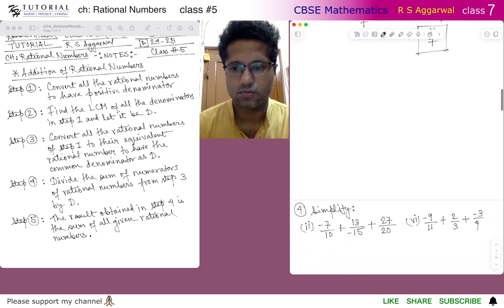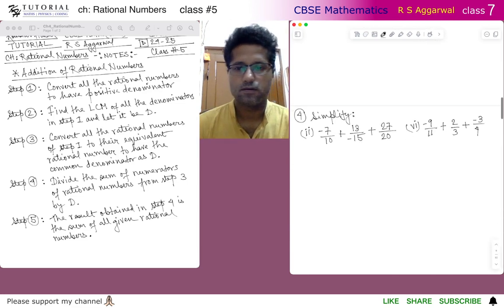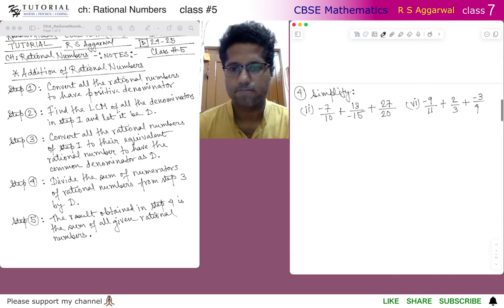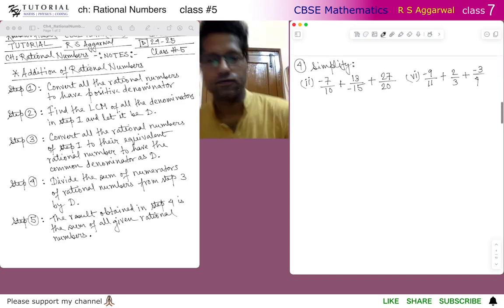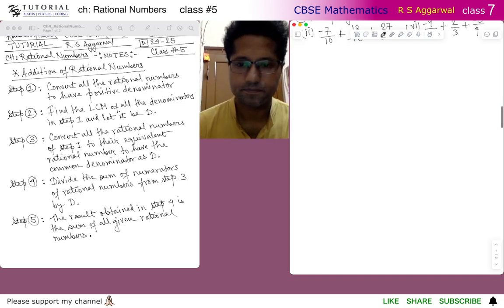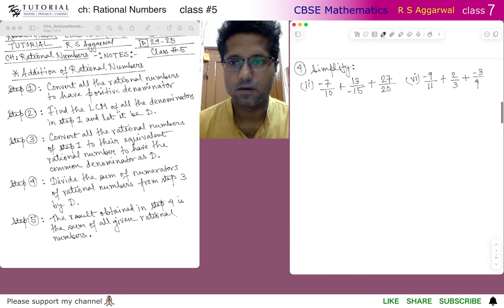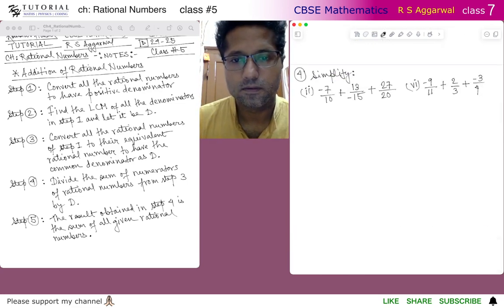Now let's do simplify. Okay, question number 4 of exercise 3C. Let's do this. Question number 4, part 2. It says minus 7 by 10 plus 13 by minus 15 plus 27 by 20.